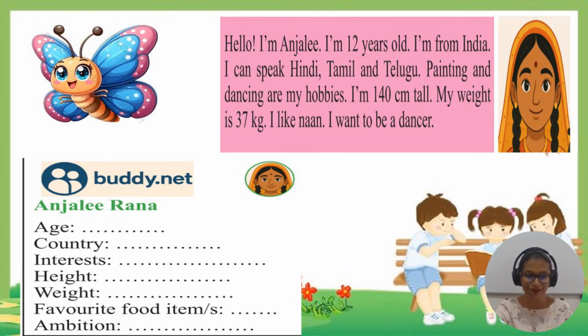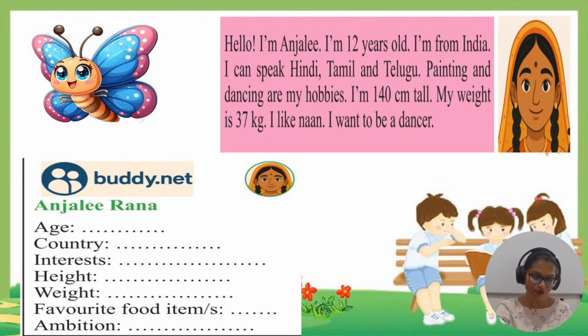Right, that is one of our friends, Anjali. Let's go to her Buddy.net profile. Her full name is given, that is Anjali Rana. We have been asked to write age. How old is she? She is 12 years. And then country. She's from India. Her country is India. So the answer should be India.